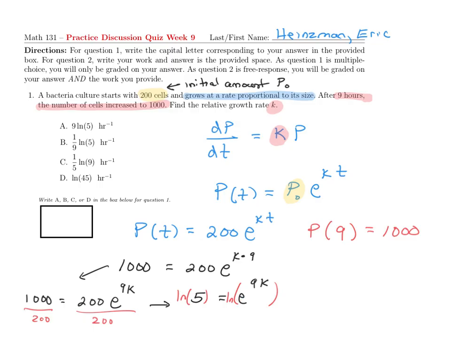What this does is it reduces our equation to the natural log of 5, which is an exact number, is equal to 9k. If you divide both sides by 9, you get 1/9 times the natural log of 5 is equal to k. The units on this turn out to be hours to the -1 exponent, but I'm looking for this value here, and that appears to be choice B. So B is the correct answer, and I'll put capital B in this box.